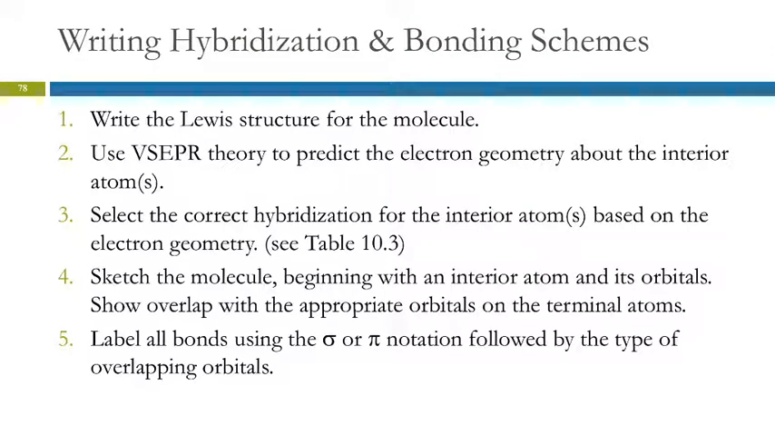So, instructions for writing hybridization and bonding schemes. Start with the Lewis structure. Use VSEPR theory to predict the electron geometry, the number of electron groups. You're going to select the correct hybridization based on the electron geometry. If you've got 4 electron groups, it's going to be sp3 because you need to hybridize 4 orbitals. Then you sketch the molecule. Start with the interior atom and its orbitals, and then show how those overlap with the orbitals on the terminal atoms. And you label the bonds using sigma or pi notation, followed by the type of the overlapping orbitals.